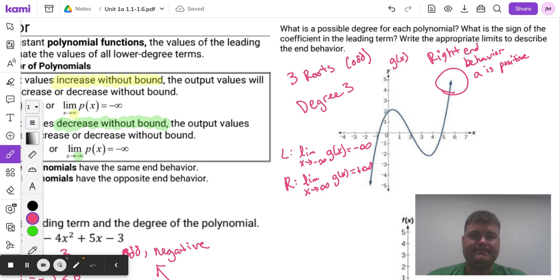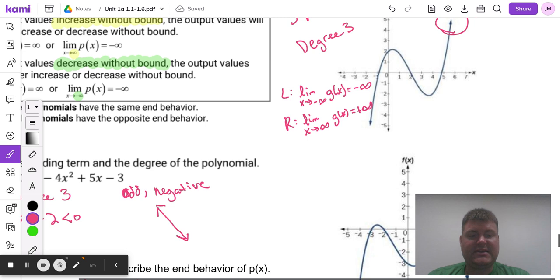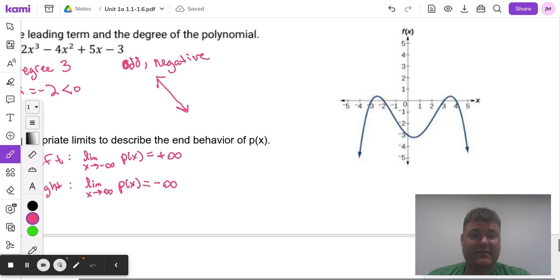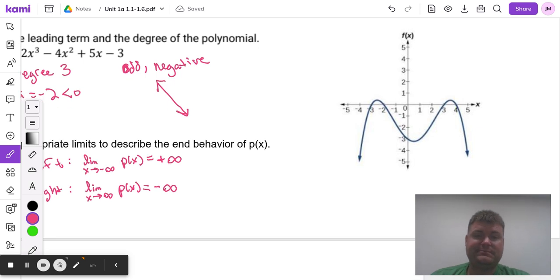Not bad. With that being said, go ahead and give the one below it a try for f of x and see how we do. Hit pause. I'll see you in a second.